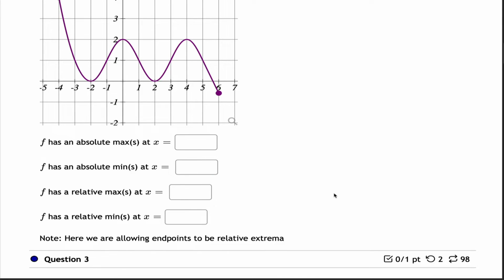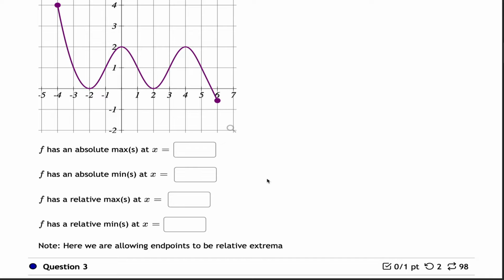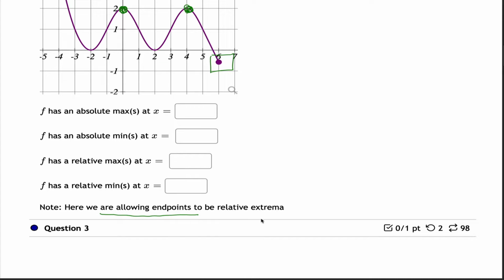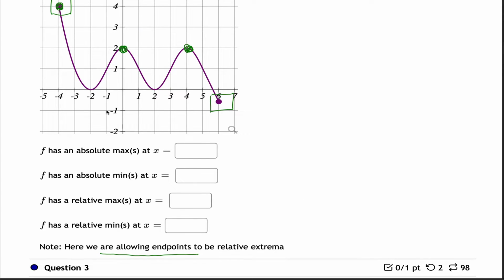Question 2, we got another graph. Now we're talking about absolute max, absolute mins, relative max, relative mins, and we are allowing endpoints to be relative extrema. Okay, so absolute max and mins are probably the easiest, right? Note that we only want the x coordinate here. Absolute max is just the highest the graph ever gets. This looks pretty high to me. Absolute min is the lowest the graph ever gets. Looks like right there. Relative maximums are points that are higher than all their neighbors. So you're probably thinking these 2 points, but technically this one counts as well because we are allowing endpoints to be relative extrema. And similarly, relative minima would be points that are lower than all of their neighbors. So you're probably thinking these 2, but we're going to allow this guy also.